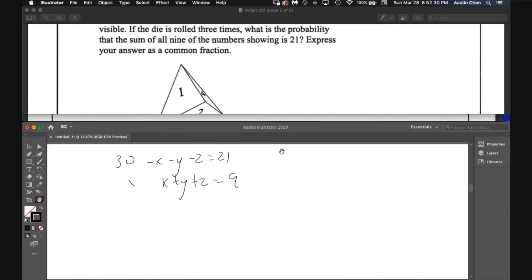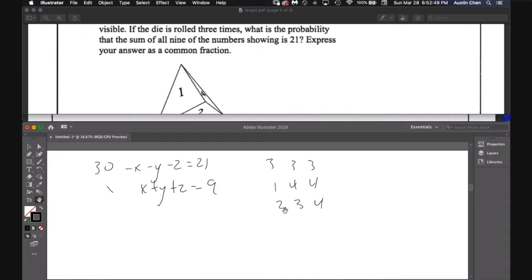So let's first find the combinations we can have. One combination will be 3, 3, 3. All threes will add up to 9. Another one will be 1, 4, 4. 1, 4, 4 will add up to 9. Another one will be 2, 3, and 4. This will add up to 9.